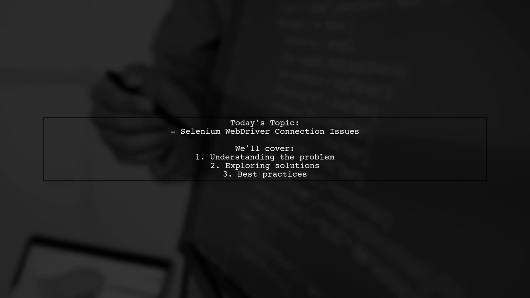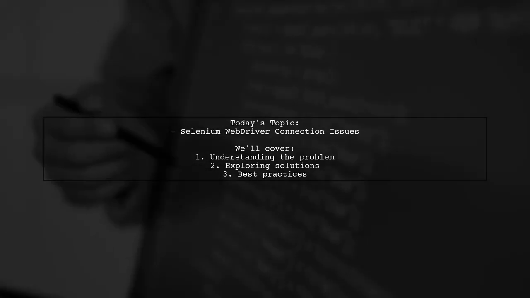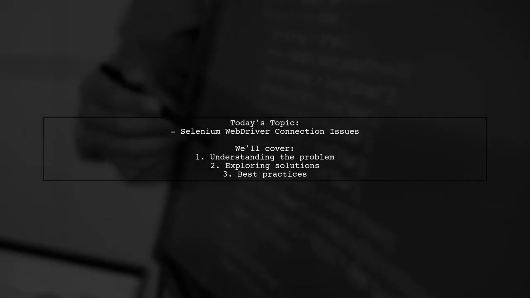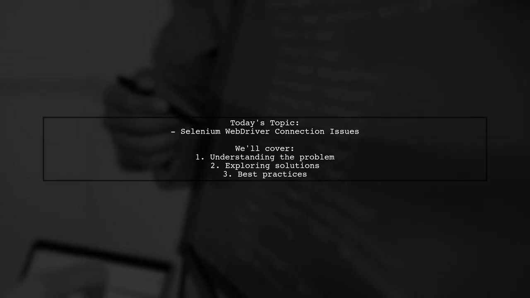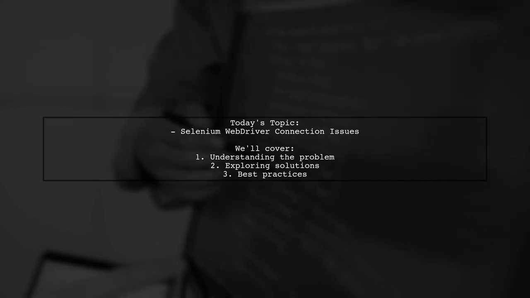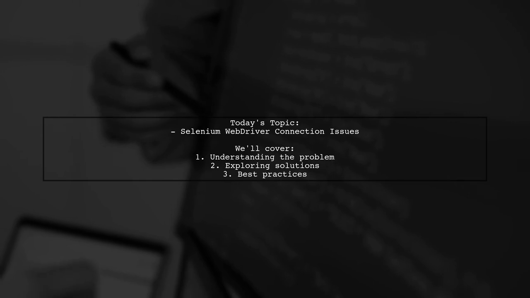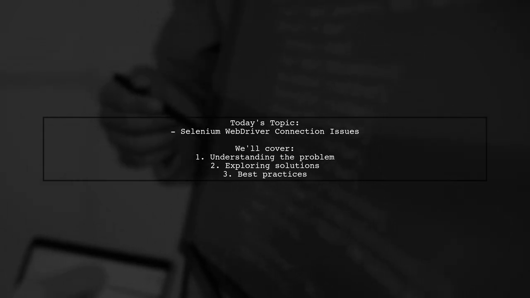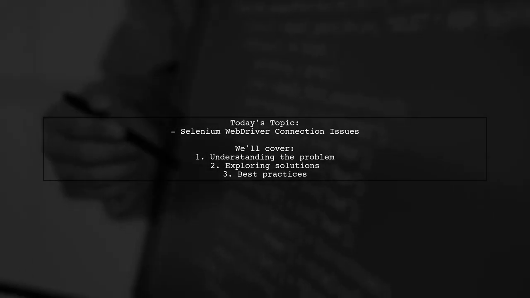Today, we're tackling a question that many new Selenium WebDriver users encounter. Our viewer is experiencing an issue when running their unit test script on two different Windows 10 machines. While the code runs smoothly on one machine, the second machine throws an error stating "tried to run command without establishing a connection." Let's dive into understanding this problem and explore how to resolve it.